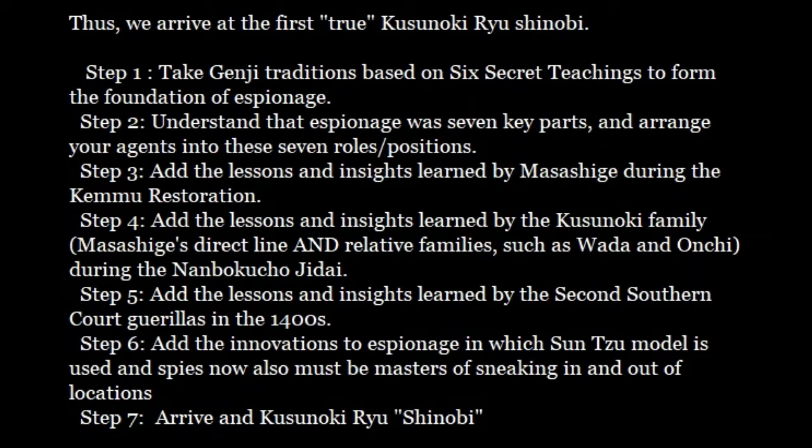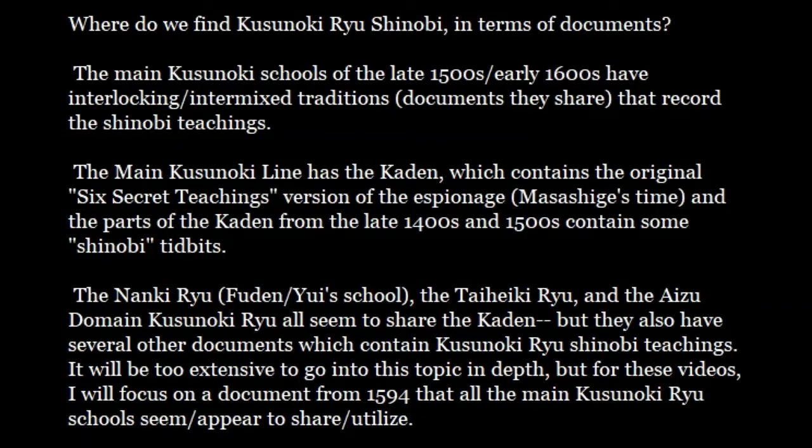So take all of the lessons learned by them during the Nambokucho Jidai. Step 5, add lessons and insights learned by the second Southern Court guerrillas in the 1400s. Step 6, add the innovations to espionage in which Sun Tzu's model is used and how spies now must also be masters of sneaking in and out of locations, of infiltration and exfiltration. And that puts us at step 7, arrive at the Kusunoki Ryu shinobi.